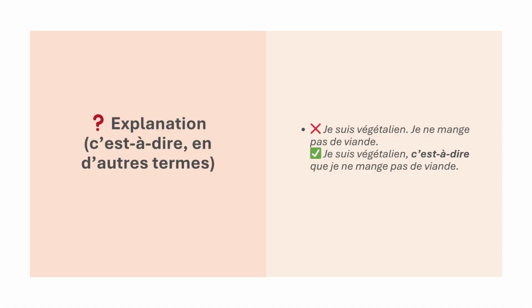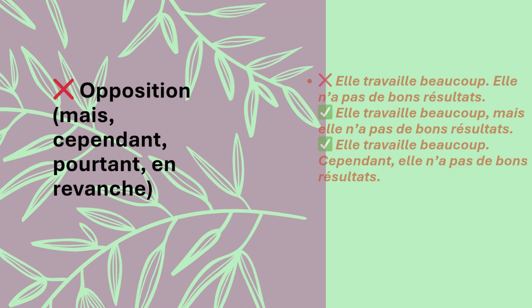The next is the opposition. For example, a basic sentence: elle travaille beaucoup, elle n'a pas de bons résultats. She works a lot, she doesn't have good results. How can we make it better? Elle travaille beaucoup, mais elle n'a pas de bons résultats. She works a lot, but she doesn't have good results. Or, elle travaille beaucoup, cependant, elle n'a pas de bons résultats. You see how it's better and more impactful.